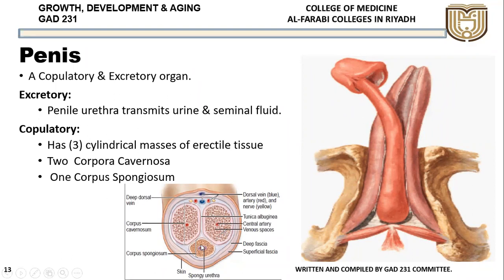Then below we have one single mass, called the corpus spongiosum. This doesn't become erect; it is non-erectile tissue. The urethra passes through this. So these are the two corpora cavernosa, and below we have the corpus spongiosum. This is the cross section of the penis.